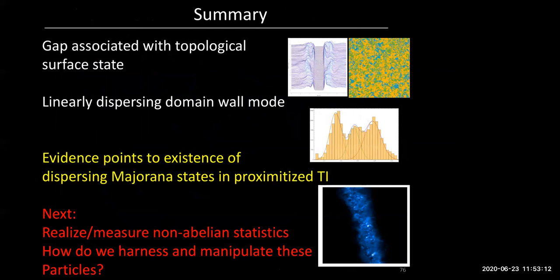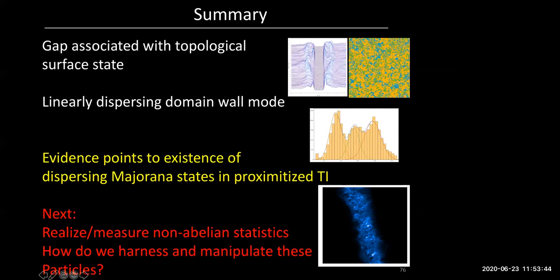Okay, so this is the summary. We've studied this alloy, iron selenium tellurium. We find that if you look at a very particular kind of domain wall, we see evidence for linearly dispersing domain wall states. And all the evidence that we found so far points to the existence of both bound states in the vortex cores as well as linearly dispersing states at these domain wall boundaries.